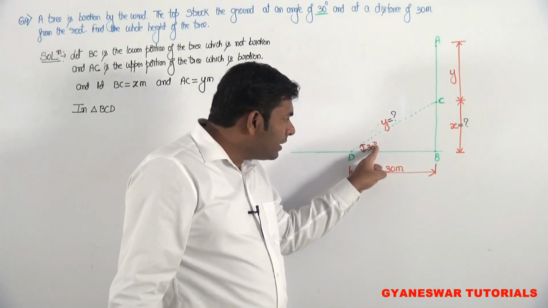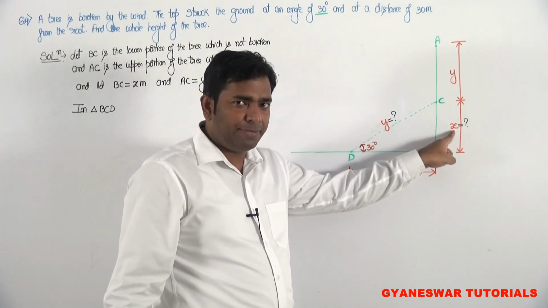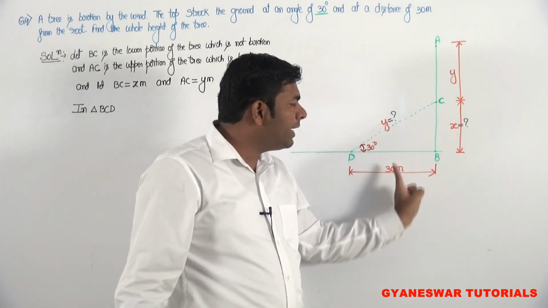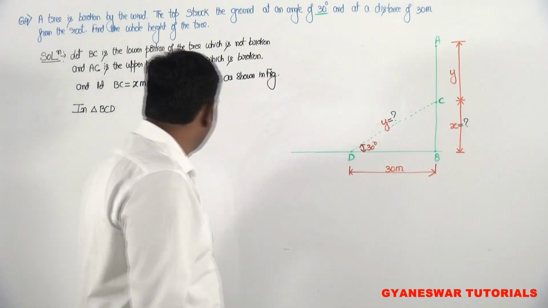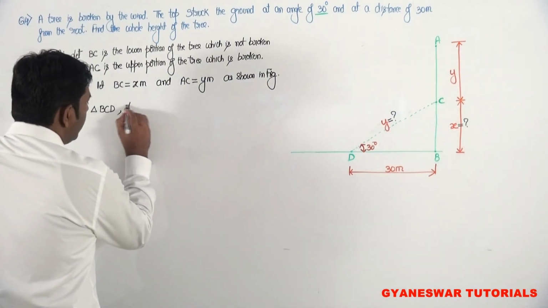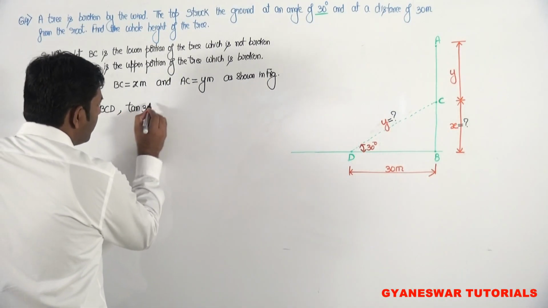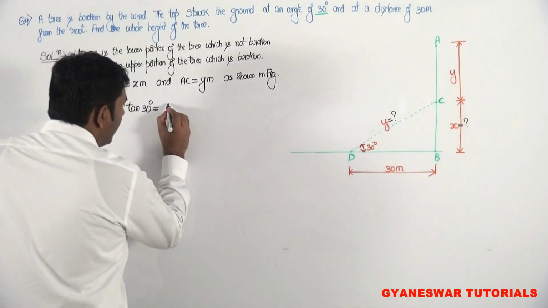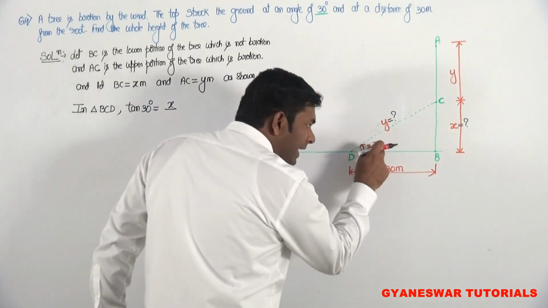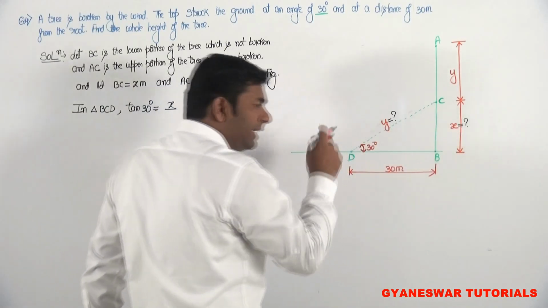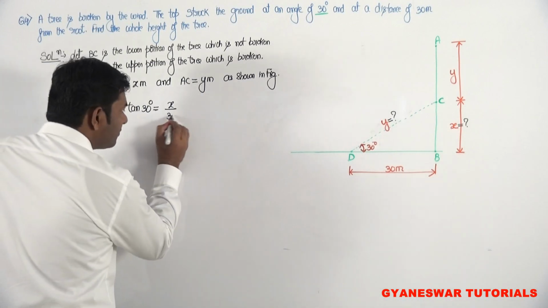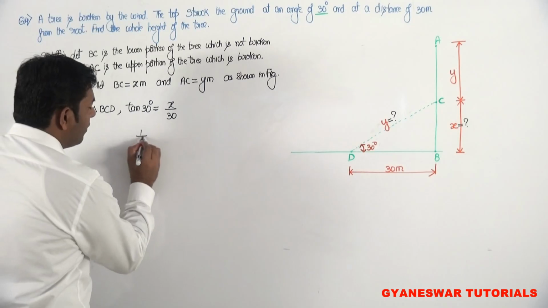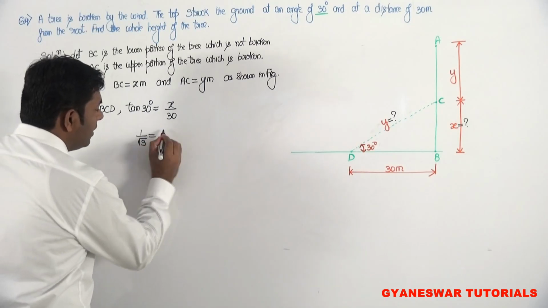Tell me, for 30 degrees, which side is this? This is the opposite, and this is the adjacent. Which ratio connects opposite and adjacent? It is tan. So take tan 30. Tan of this angle is equal to opposite by adjacent, so x by 30, isn't it? Tan 30 has the value 1 by root 3. So 1 by root 3 is equal to x by 30.